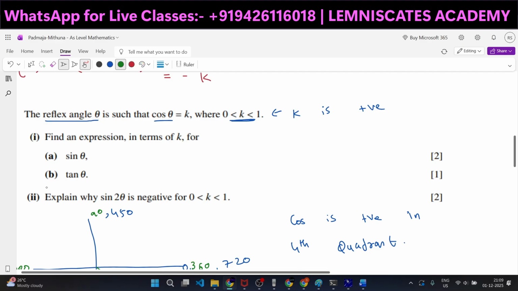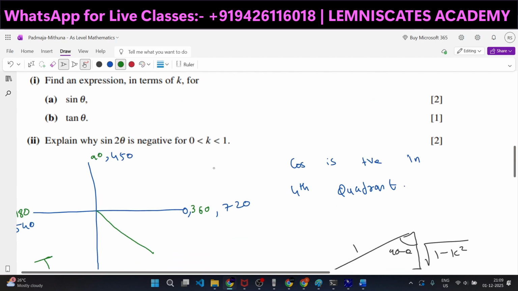Over here, the third part, or you can say the second subpart, is: explain why sine 2 theta is a negative value for k between 0 and 1. In that case, you have to explain why sine 2 theta will be a negative value. First, you will have to understand that sine is only negative in the third quadrant and the fourth quadrant. Now that we are aware of that, your reflex angle was in the fourth quadrant.